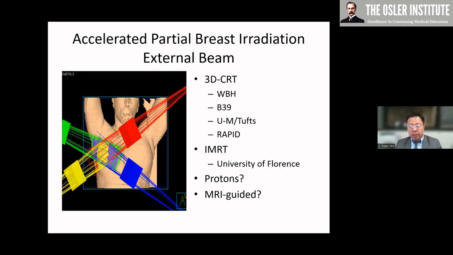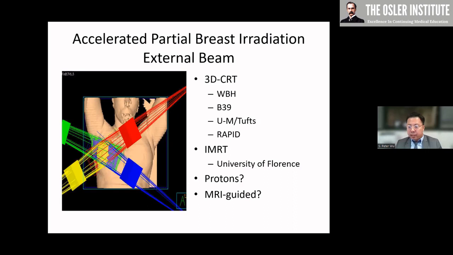And Levy et al., which is 30 gray in 5 fractions, which is a very effective regimen. And they've had really excellent cosmetic outcomes. And I use this quite often, and there are other regimens as well. Protons are a question mark, and MR guided partial breast are a question mark.